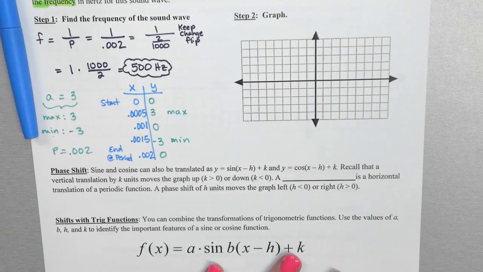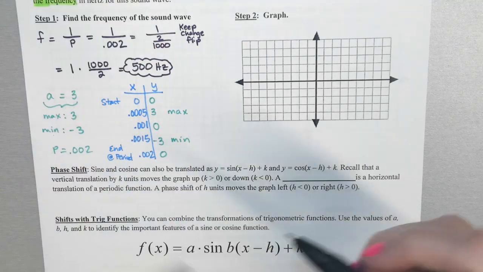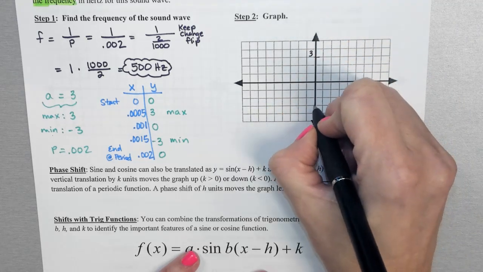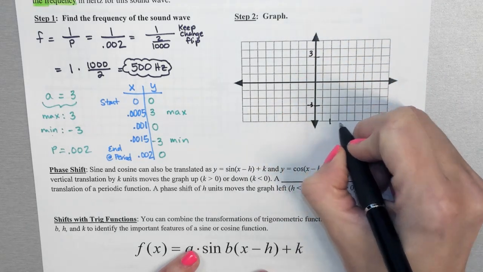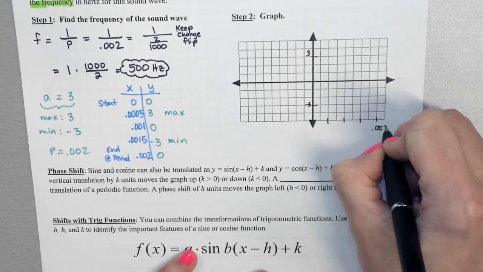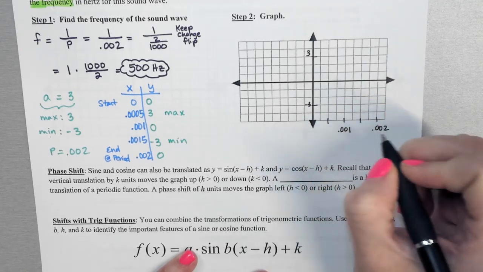All right, so let's put our scale on our graph. I know I have to go up to 3, so I am going to scale my y's by 1. And then just like we've done in the past, we can make this 0.002. I also have to tell you one more thing about the graph.